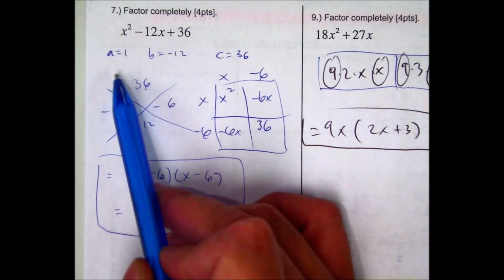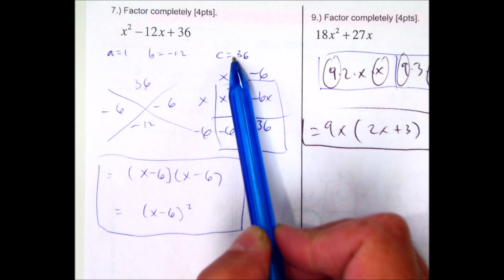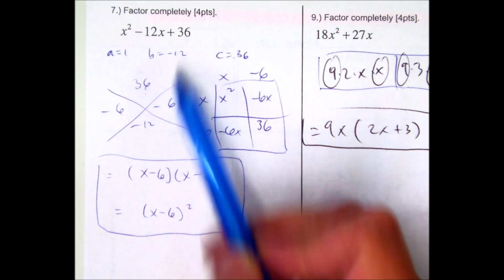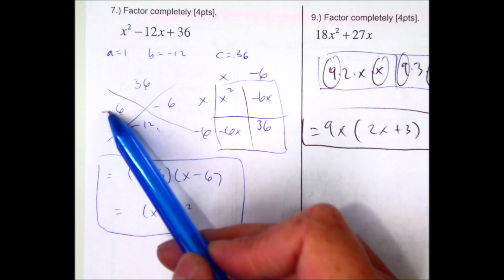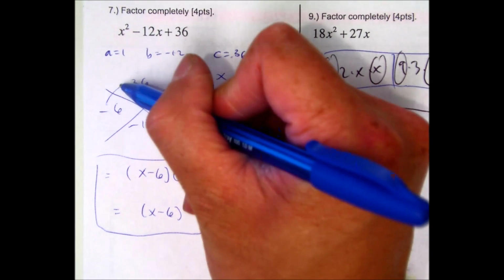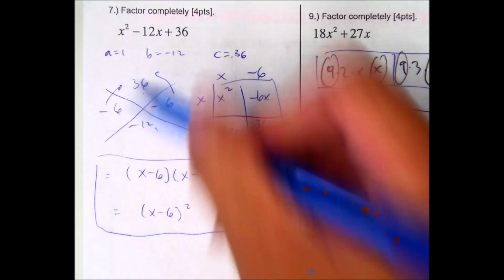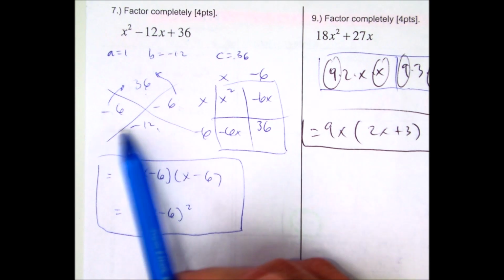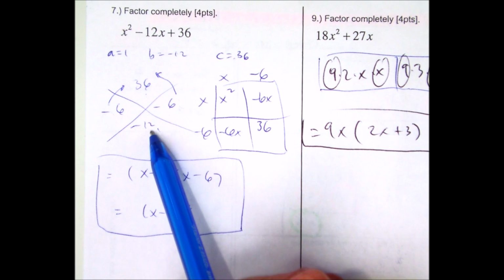Factor completely. A value is 1, b is negative 12, c is 36. Two numbers that multiply to be 36 are negative 6 and 6. If you get stuck on that, use your calculator. Probably stuck on the integers. And then these two numbers add to be negative 12.